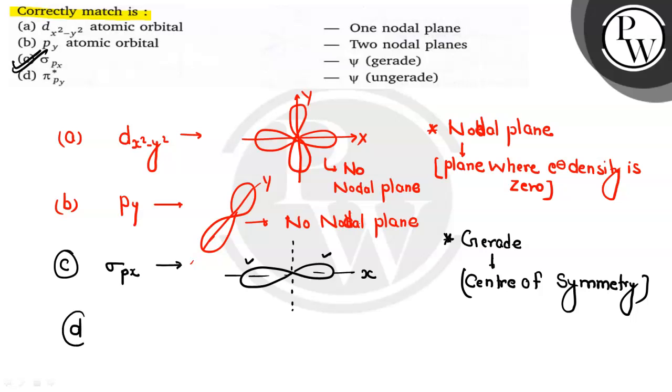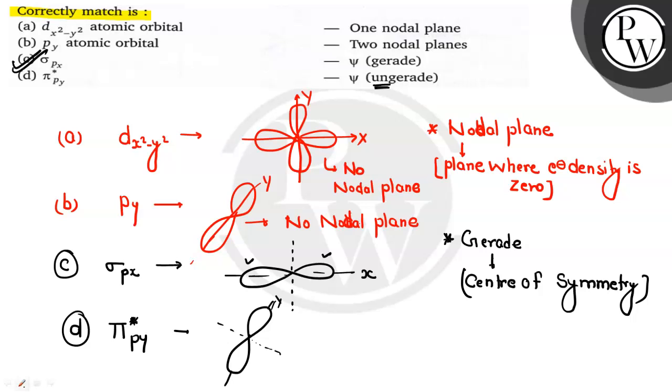Even in the option number D we can check, it is given that pi star py. So pi star py is again we having py, that means again like this. So in the py even we can find the center of symmetry at this point. But यहाँ पे दे रखा है this is ungerade. Ungerade मतलब this is not having any center of symmetry, which is false.